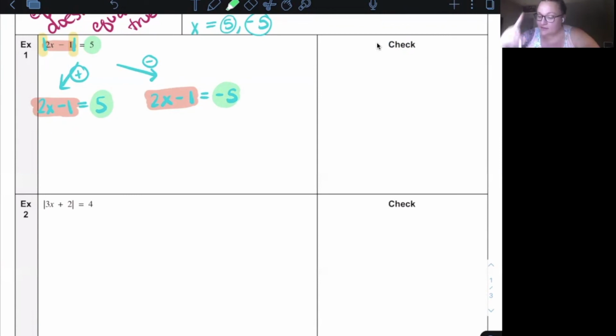Okay, then the other thing I want you to notice is we started with absolute value symbols in the equation, but when I rewrote it, I dropped the absolute value symbol. So when you solve the absolute value equation, you drop the absolute value sign, you set it equal to the positive and then to the negative.